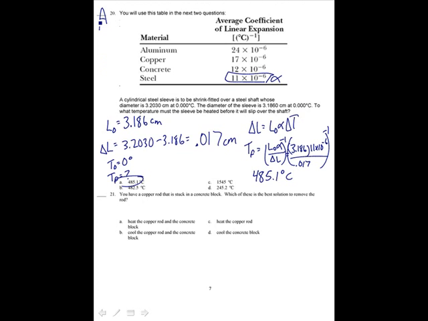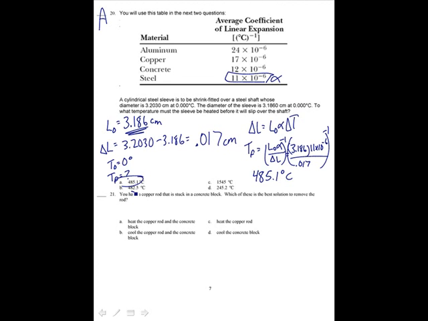Now if you get the wrong L naught, that is if you put like 3.2030 for L naught, that's not the right initial length. If you put that in though, you'd get a slightly different answer of 482.5, but that would not be correct.